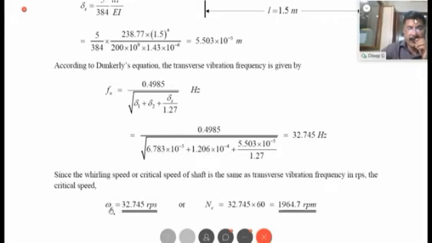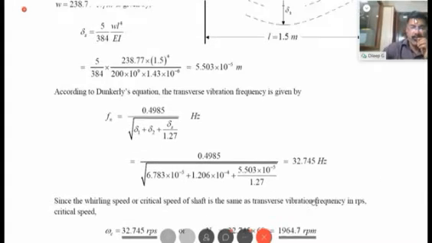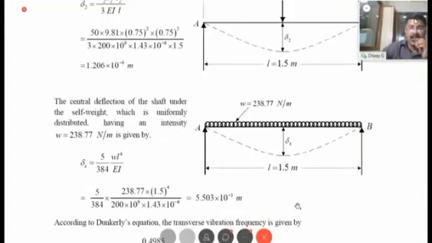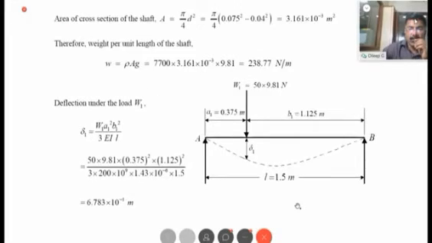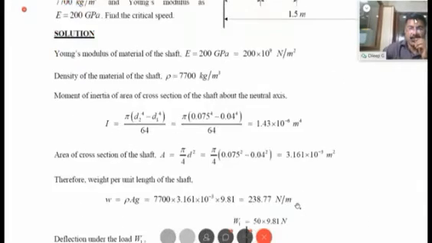So, omega C, the critical speed, is 32.745 RPS, rotations per second. Not radians per second, it's rotations per second. 32.745 RPS. And if you multiply it by 60, you'll get the critical speed in RPM. So, this is how to find out the critical speed. Critical speed you have to find out by using Dunkerley's equation.